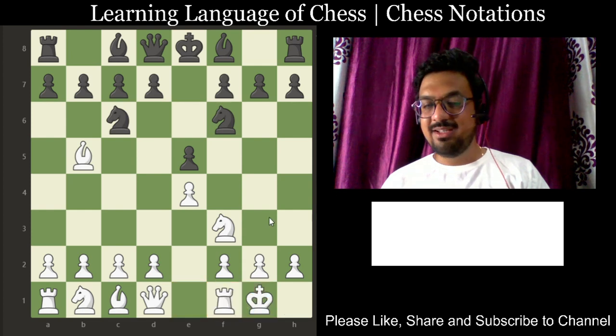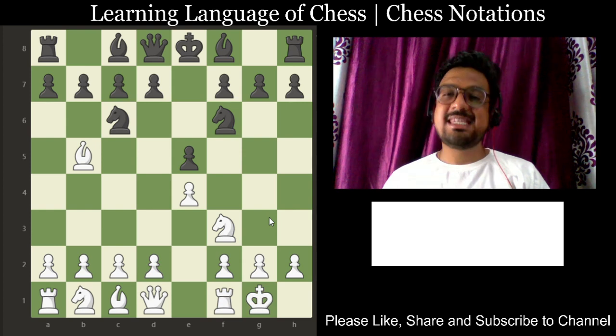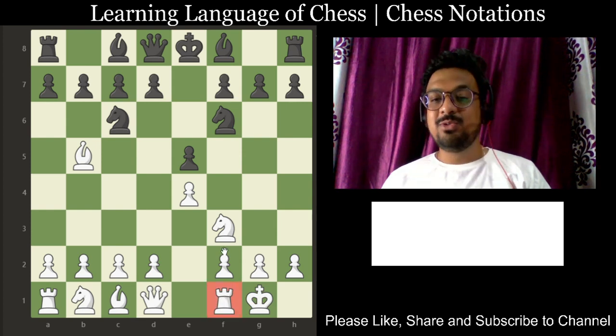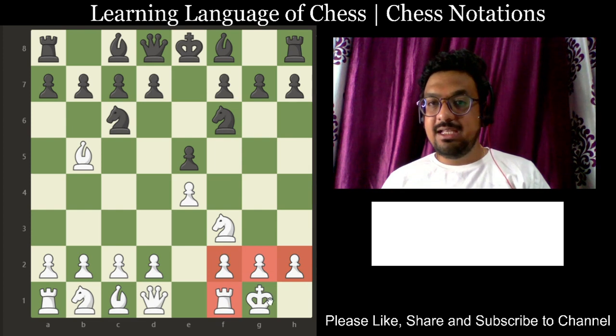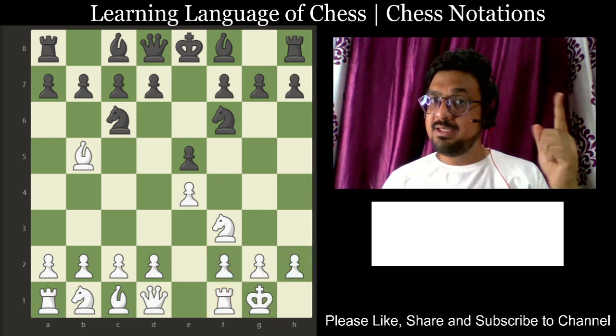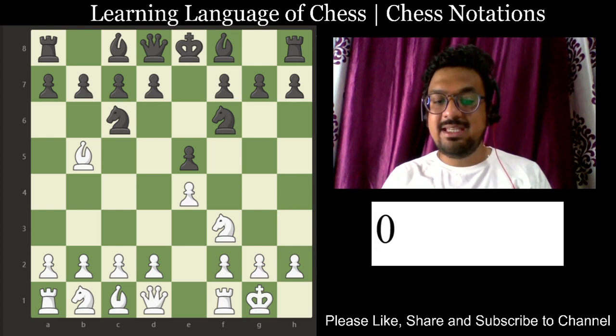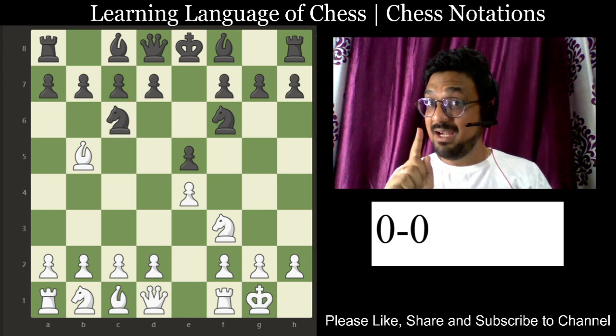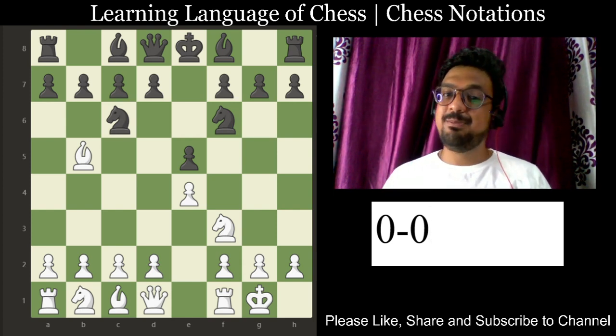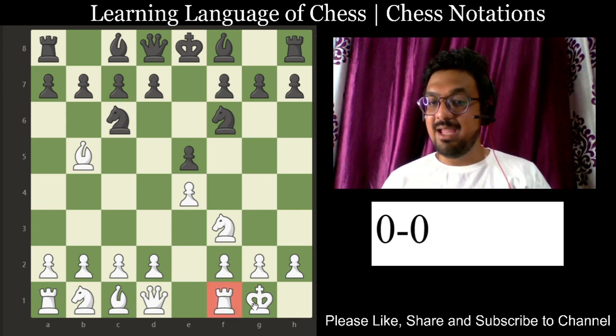This is called castling. So when you castle and put your king under safety, there should be some notation, right? Castling is written as 0-0. But 0-0 represents short castling. I mean, when you castle the king on the king side, it is written as 0-0.